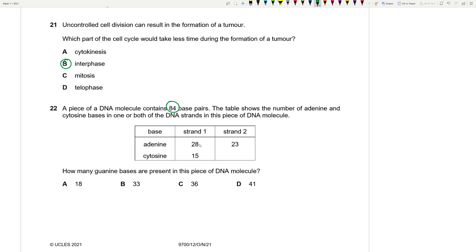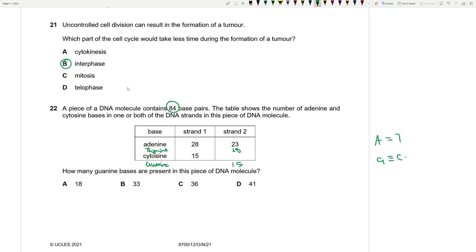So we have two strands of DNA. In strand 1, we have adenine 28, right? So in strand 2, okay, I'm going to do this. We have thymine as well, and we also have guanine. So in strand 2, remember that adenine binds to thymine and guanine binds to cytosine. So in strand 2, we're going to have 28 thymine, and in strand 1, we're going to have 23 thymine. So it should match, okay? Now, for cytosine, we have 15 in strand 1. So in strand 2, we should have 15 guanine.